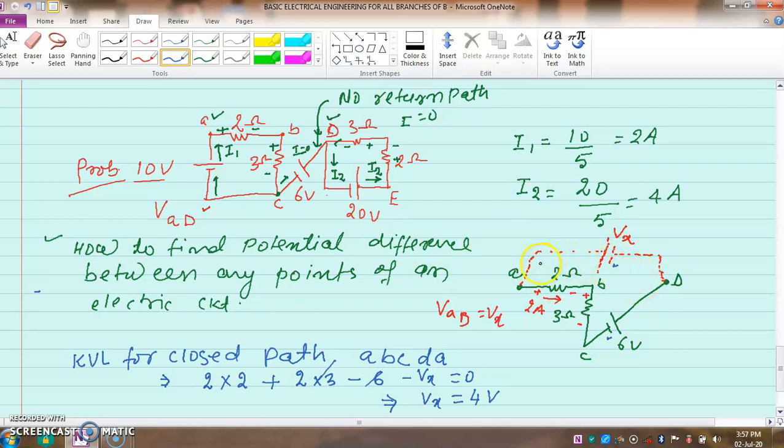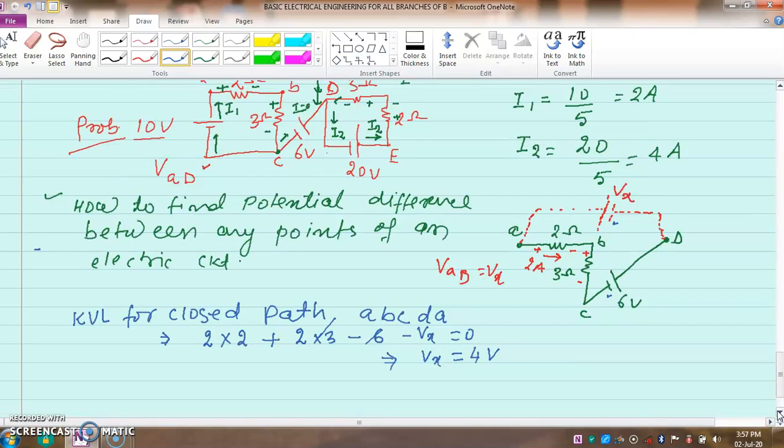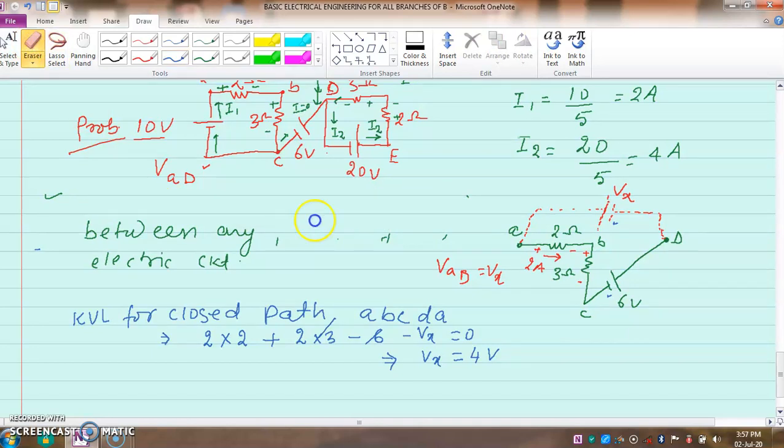So you should just put a fictitious voltage source. If it is A to B, you keep A at higher potential. If it is D to A, then keep D at higher potential, means positive terminal, another will be negative terminal. You can also verify the same thing if you choose another path, because I told you potential is point dependent, not path dependent. So let us see how you will verify the result is the same if you choose another path.